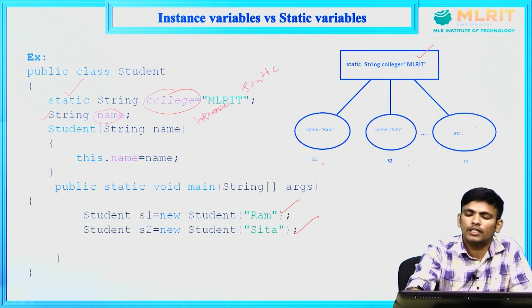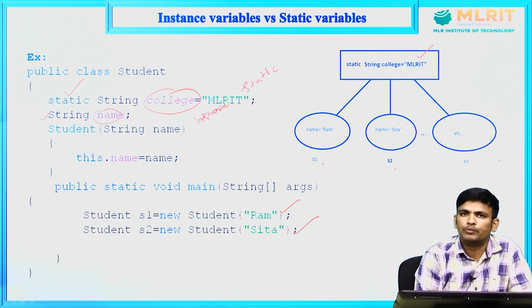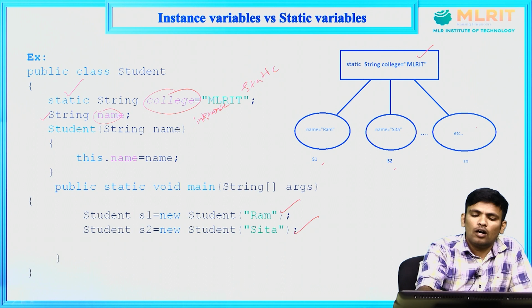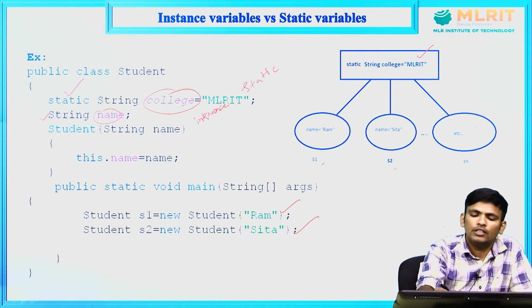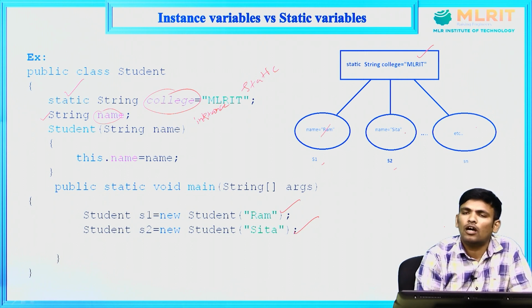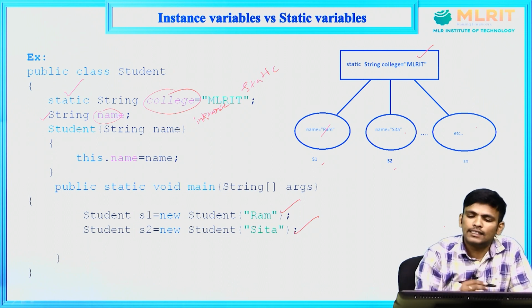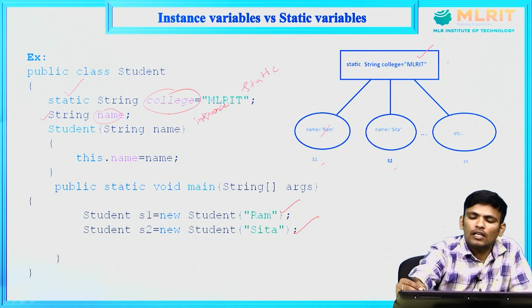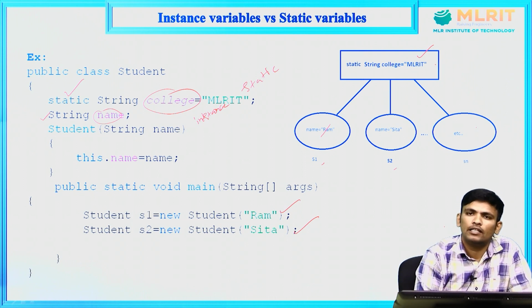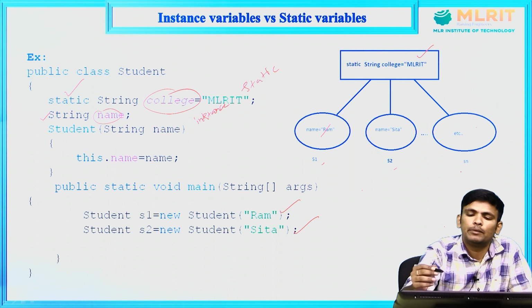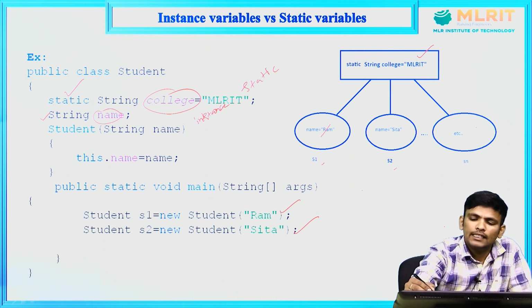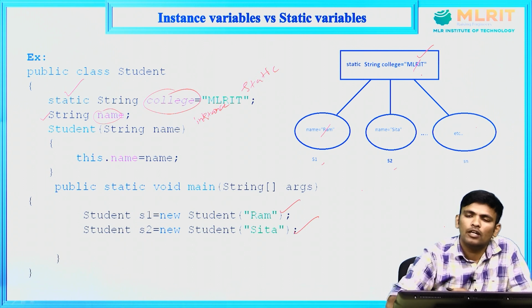S1 is one object, S2 is another object, and S3 up to Sn are all objects of the class. The name of S1 is Ram, and the name of S2 is Sita. Now, if you change anything in S1, that will not reflect on the S2 object. That is what an instance variable is. But in a static variable, it will maintain only one copy in the physical memory, and it will share that copy with all objects. Here S1's college name is MLRIT, S2's college name is MLRIT, S3's college name is MLRIT. Now, if you perform any changes at the class level, that will be reflected on every object in that class.